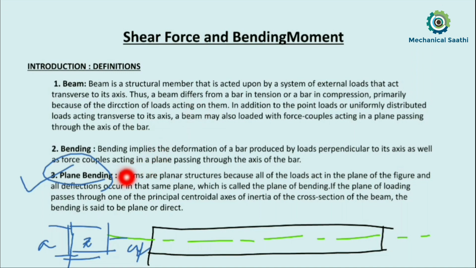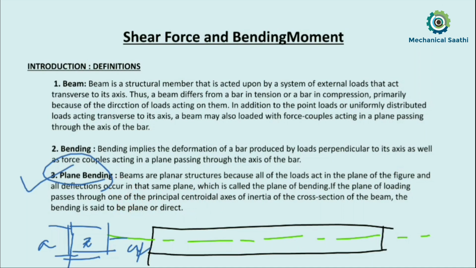Beams are planar structures because all of the loads act in the plane of the figure, and all deflection occurs in that same plane. This is called the plane of bending. If the plane of loading passes through one of the principal centroidal axes of inertia of the cross section of the beam, then the bending is said to be plane or direct bending. So we can call it plane bending or direct bending.